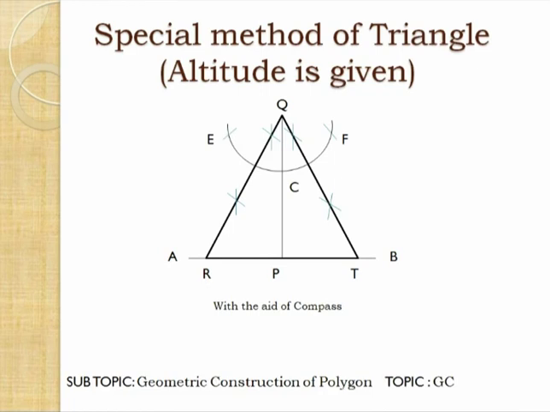So these two bisecting lines will meet line AB at points R and T, and in this way we can get the triangle RQT having the given altitude PQ.